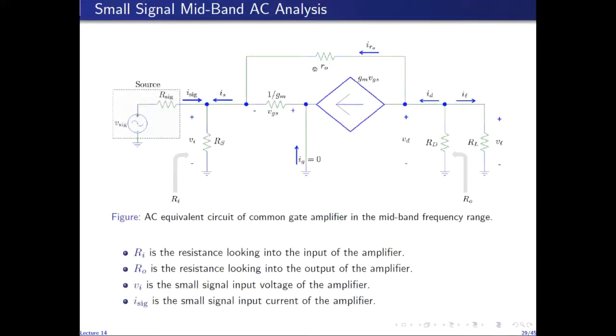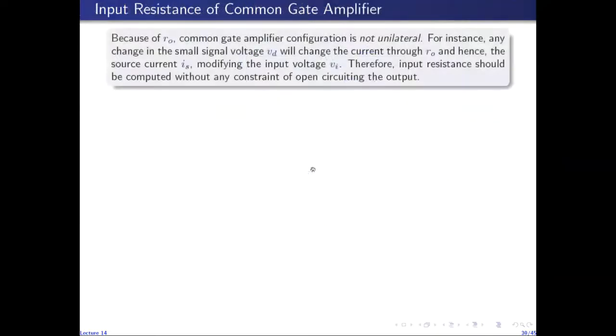Because of this resistance small r0, you can see that there is a path from the output back to the input. So any change in the output voltage will affect the input. For example, if VD changes, then the current through r0 will change, which will change the source current Is, which will change the input voltage Vi. So the changes in the output voltage will affect the input side. This is not a unilateral amplifier configuration, which is why the input resistance should be computed without open circuiting the output.